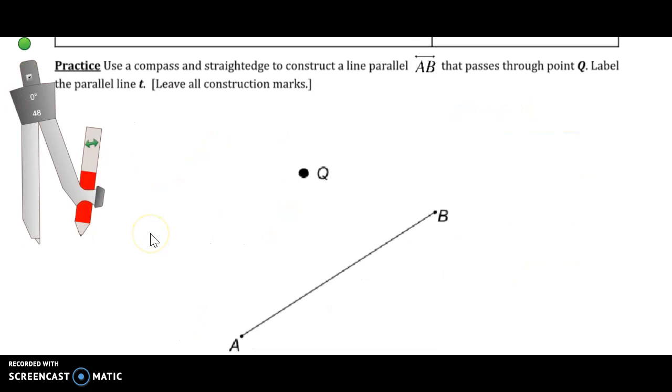Alright, so I'm going to go over the practice problem for using the copy the angle method for making a parallel line. So we want a line parallel to AB that passes through point Q. So your first step is to draw a transversal that goes through point Q and passes through AB. I'm now going to copy the angle.